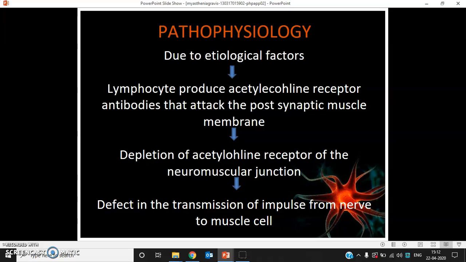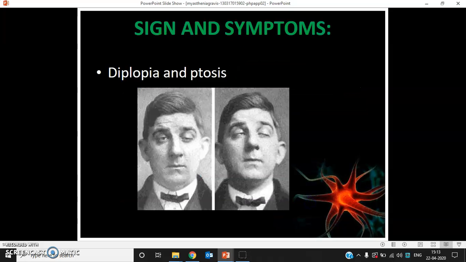Meaning, if a nerve is sending any kind of signal to the muscle cell, and the muscle receptor site is broken or destroyed by the antibodies, then definitely it will lead to weakness, muscle drooping, or a change in facial expression. It will actually change, and it will lead to myasthenia gravis.